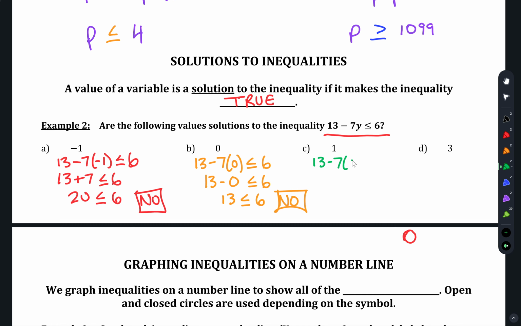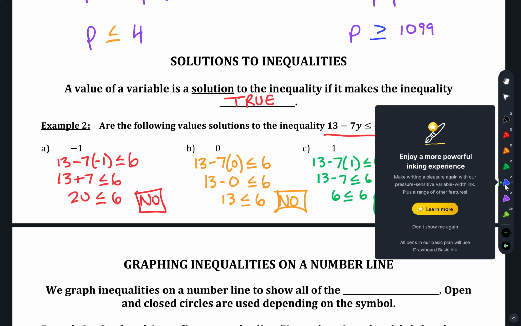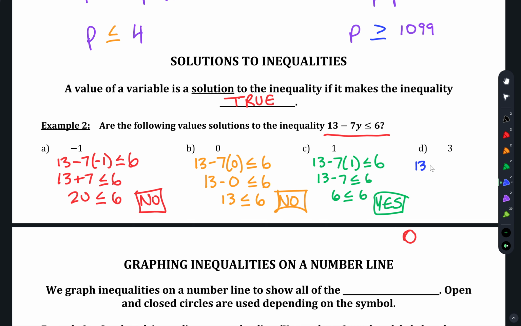13 minus 7 times 1 is less than or equal to 6. 13 minus 7 is less than or equal to 6, or 6 is less than or equal to 6. That is true. 6 is less than or equal to 6, so I would say 1 is a solution to this inequality. And lastly, same thing for 3.